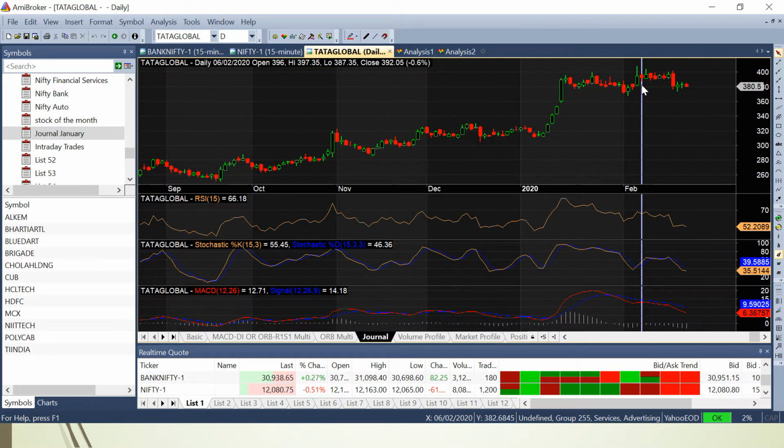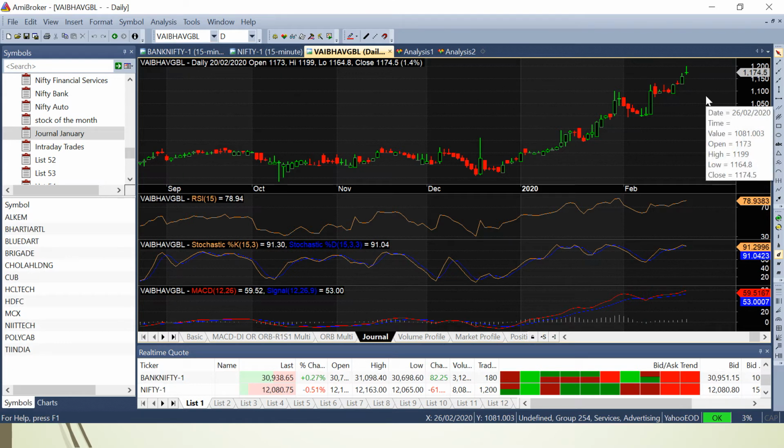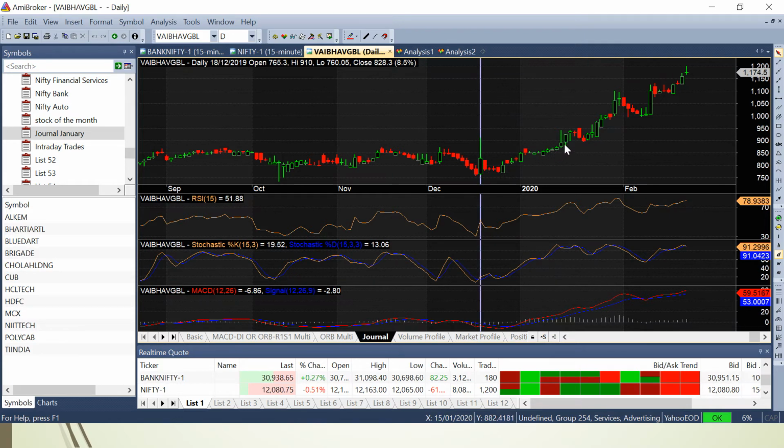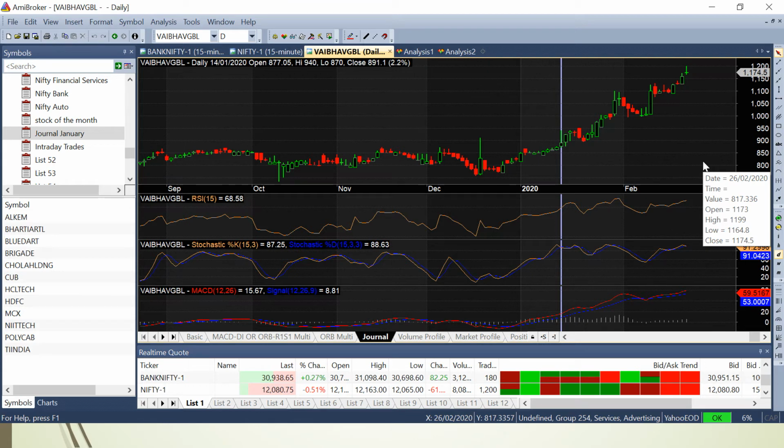Let's take an example. There's a stock called Vaibhav Global. It's been a very nice trend recently, that's why I'm taking this example. Here, let's say you have bought somewhere in this zone, right? In this breakout or somewhere here or whichever point. We are not going into the entry point right now.